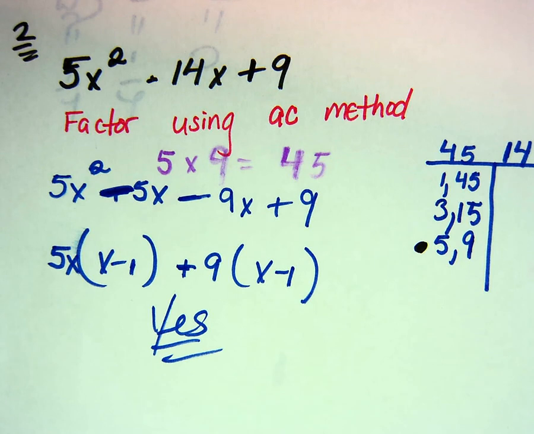Once I factor out a 5x right here, I'm left with x minus 1. Once I factor out a 9 right here, I'm still left with x minus 1. So going back to the initial problem, it wanted to know if x minus 1 was a factor. That is a yes. We're looking at yet another example of factoring.